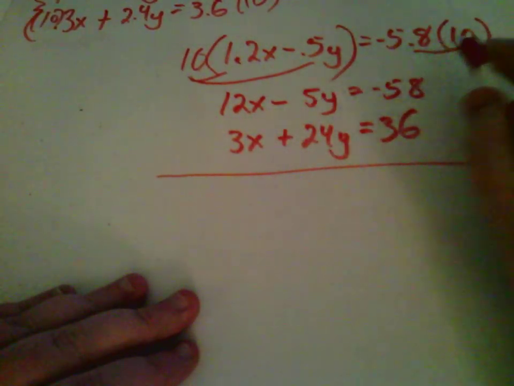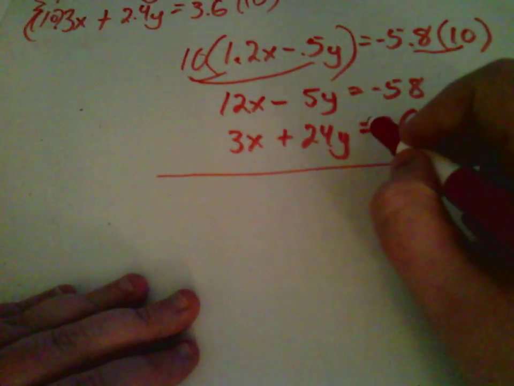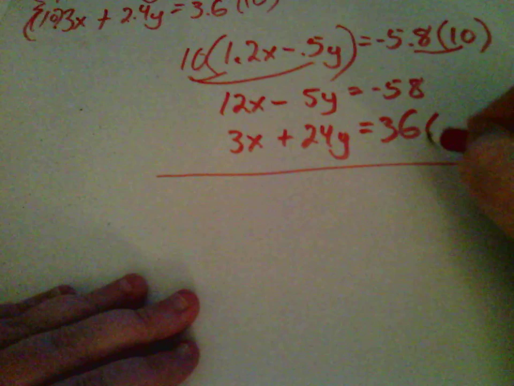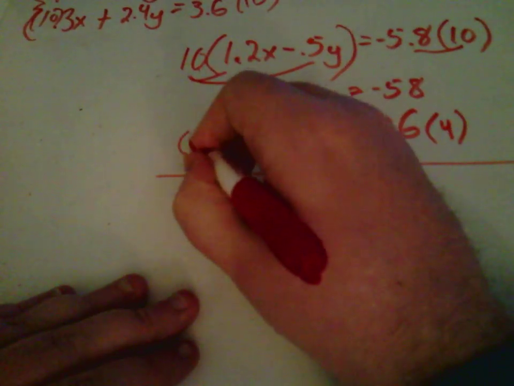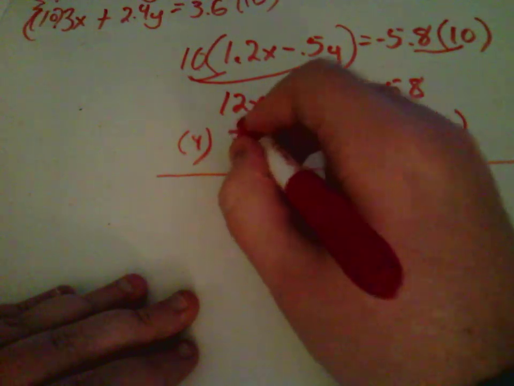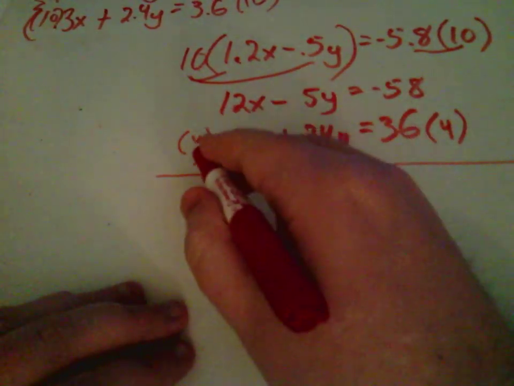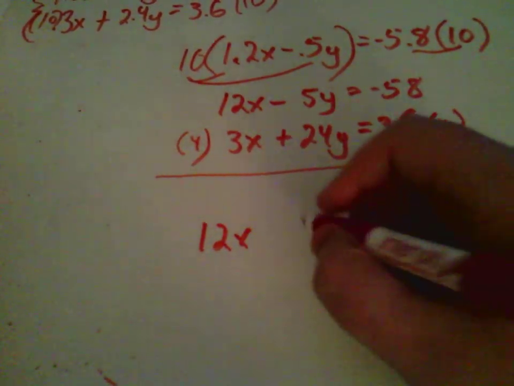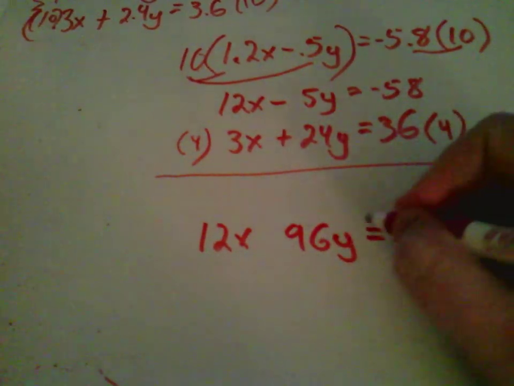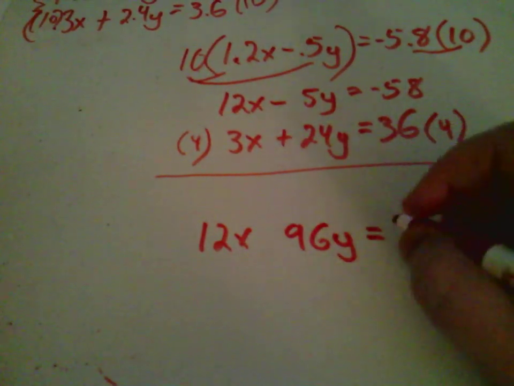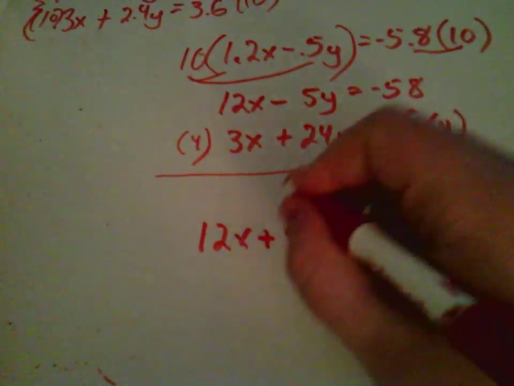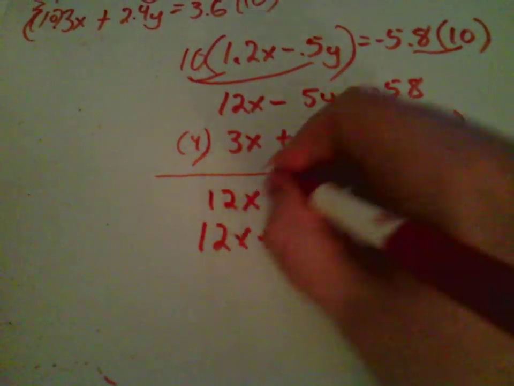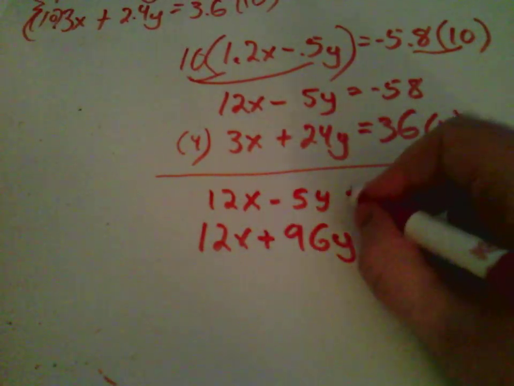I know that we just went ahead and multiplied everything by 10. I'm going to take the bottom equation and multiply everything by 4, and I hope that'll make sense in just a second as to why I'm doing this. So 4 times 3x is 12x. 4 times 24, and you can pull out your calculator for this, is 96y, equals, and 36 times 4, well, that's 144. Bring down our addition sign, rewrite the top part: 12x minus 5y equals negative 58.